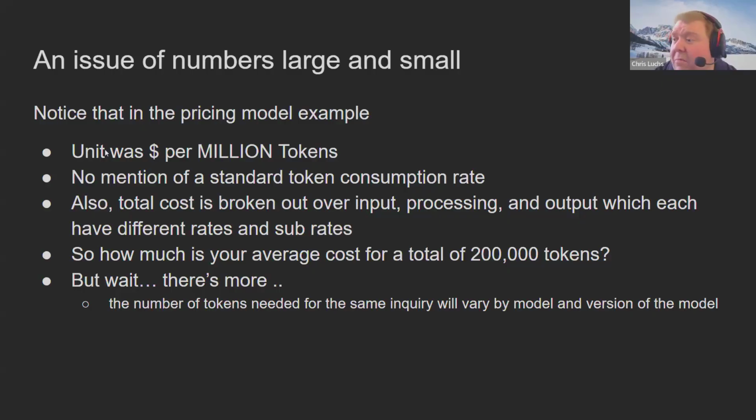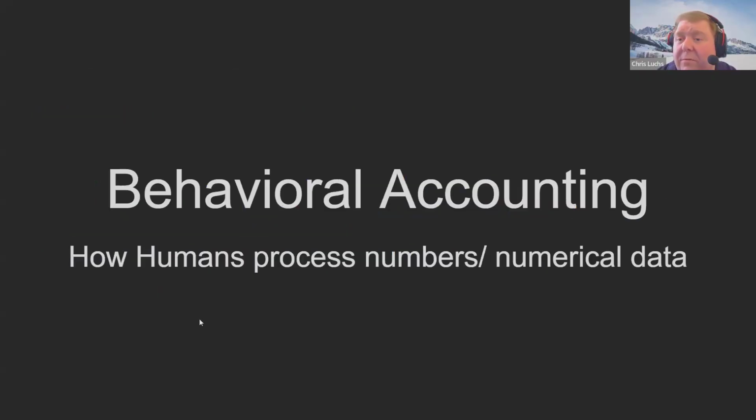But wait, there's more. The number of tokens needed for the same inquiry will also vary by model and by version. So the consumption rate of tokens will vary, because some use very small slices to tokenize things, which means they have a larger chunk of tokens to pattern out against, and others use bigger tokens, as we talked about. So consistency and transparency in pricing is really an issue, and it's what we saw with a lot of the questions about price and cost.